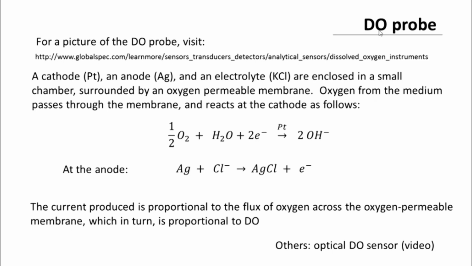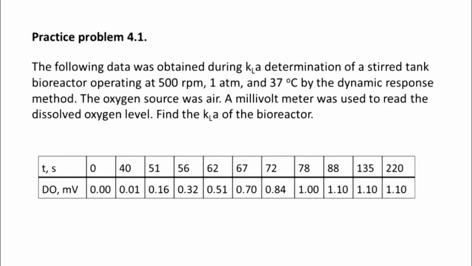While talking about the DO probe, there was some slight confusion because of an error. The cathode is platinum and anode is silver. I think I had mixed it around last time. Otherwise, it's all the same. So the cathode is platinum, anode is silver. Then let us move forward. I think we had looked at this practice problem 4.1 and solution and so on. We will move forward from here.